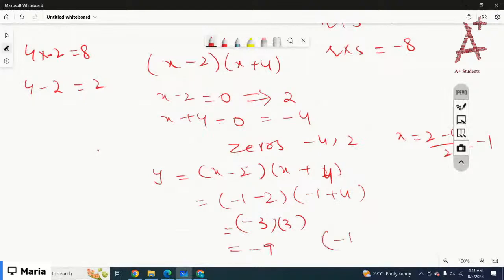It would be negative 9. So the vertex is negative 1 and 9, right? So the vertex is negative 1, 9. The zeros are negative 4 and 2. And the equation is y equals x minus 2 and x plus 4, right?